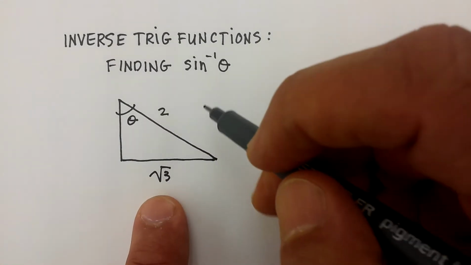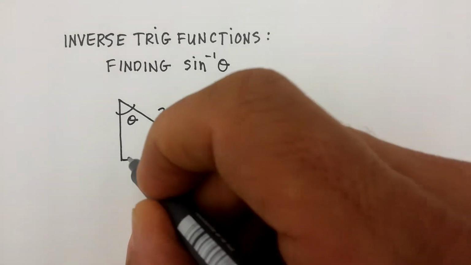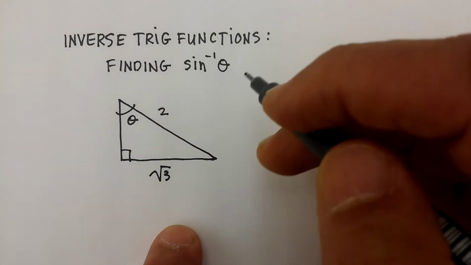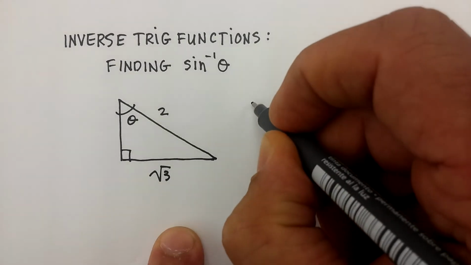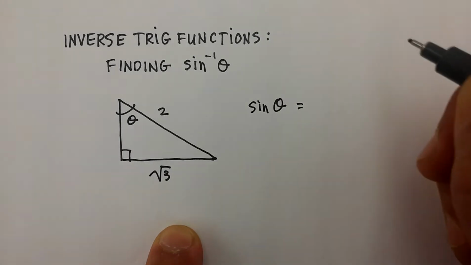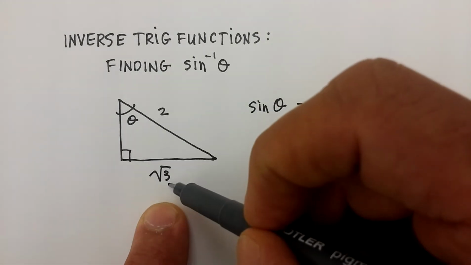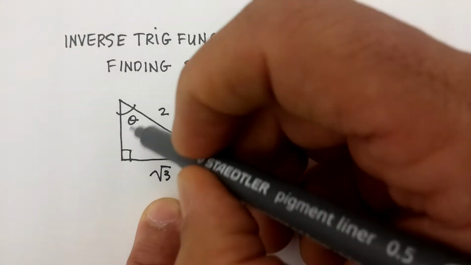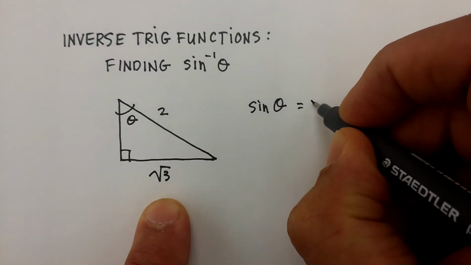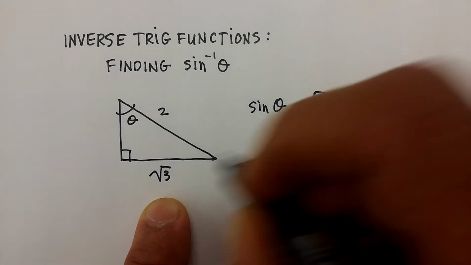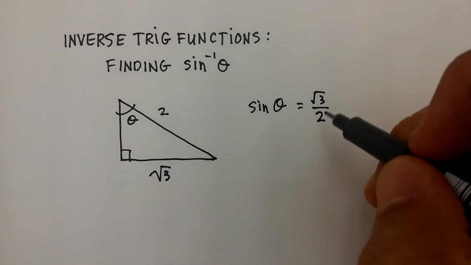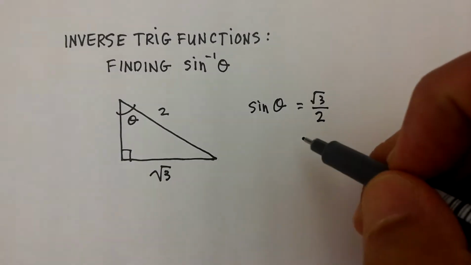So here's our problem. Let's find this angle. Let's assume that this is a right triangle, because remember, these only work with right triangles. I know that the sine of an angle is equal to the opposite over the hypotenuse. So the sine of this angle would be opposite, radical 3, over the hypotenuse, in this case it's 2. Now, what if we wanted to reverse it and find out what the angle was?